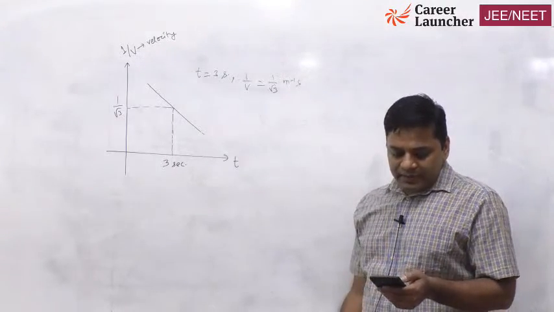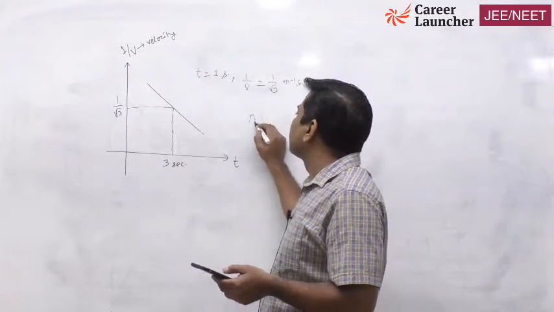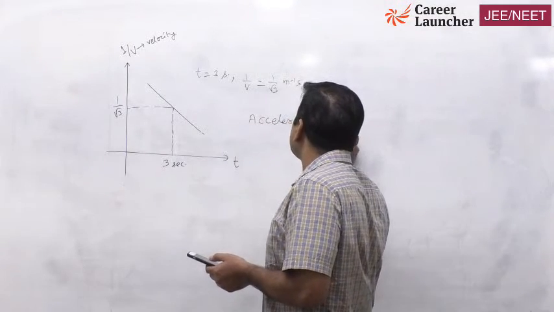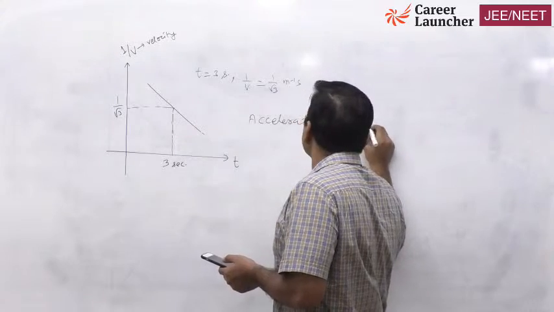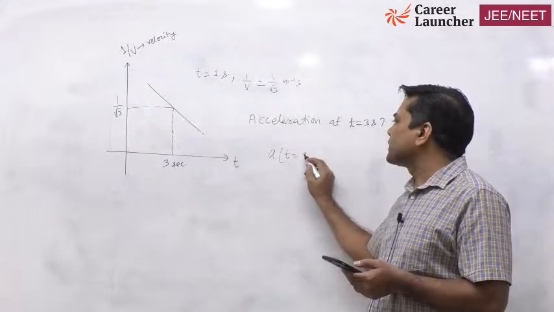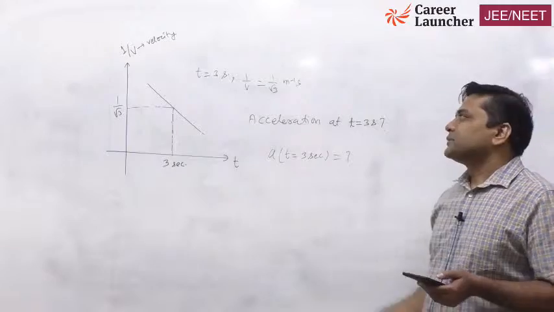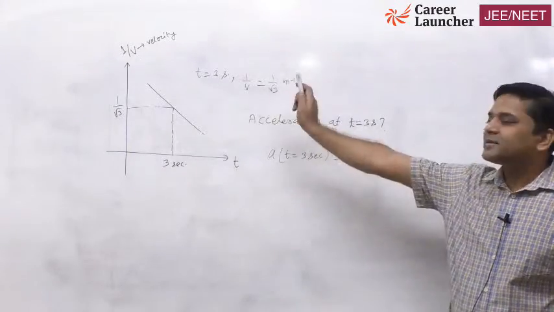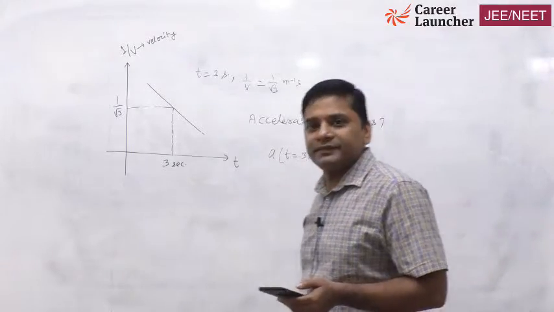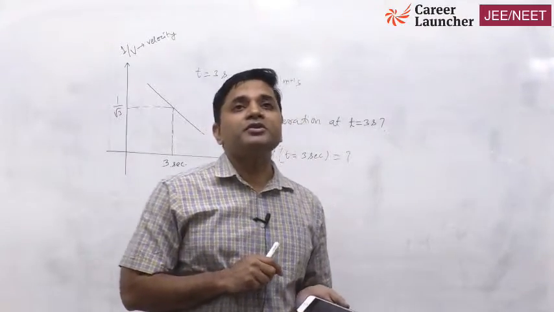In this case you have to find out the acceleration at t equal to 3 seconds. I can write the question like this also. This much of the question is given, everything is here. You have to extract the information from the graph to solve this question. And it's an integer kind of question, so the answer should be between 0 to 9.